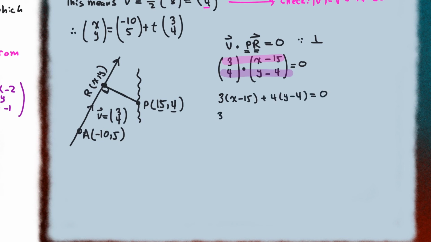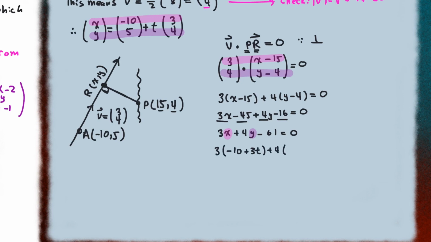Now using the distributive property, we will get 3x minus 45 plus 4y minus 16 is equal to 0. We have the 3x plus 4y, and they're not like terms, and we add all the constants together to get minus 61 is equal to 0. Then we're going to replace x with -10 plus t times 3 and y with 5 plus t times 4. And we're going to set that equation equal to 0 in order to solve for our t value.